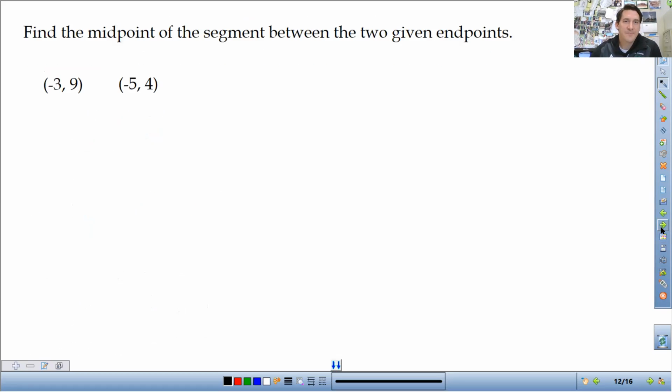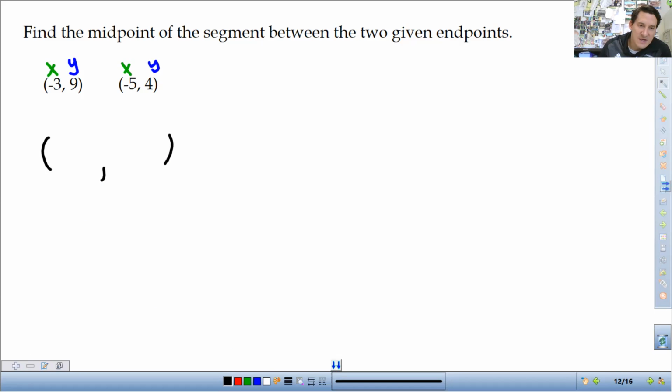So for the next one, find the midpoint with the 2 given endpoints. So this is a little bit different because we're not going to end up with whole number answers. So I'll do the x's in green again. So this is an x. Here's the other x. And then a y and a y. And then I'll find the average of the x's.